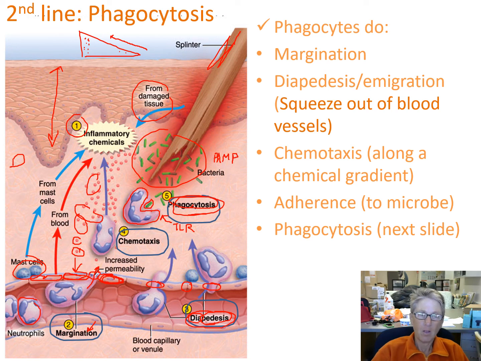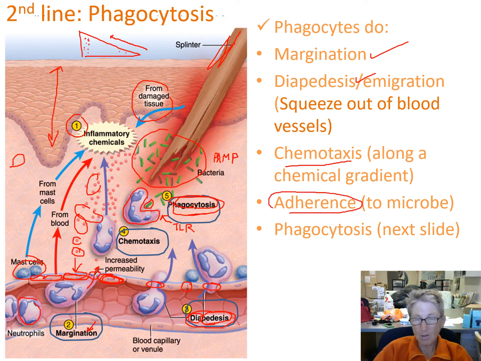So phagocytes, and in this cartoon it was a neutrophil, they marginate, and they do diapedesis in concert with emigrating. So emigrating means leaving the blood vessels. Then the neutrophils, well, the phagocytes in general, but a neutrophil in this cartoon, do chemotaxis, so it walks along the chemical gradient to get to the battlefield. And then it does a process called adherence, and really the adherence is just when the neutrophil or the phagocyte recognizes the microbe, and then the neutrophil can do phagocytosis. And we'll look at that next slide.